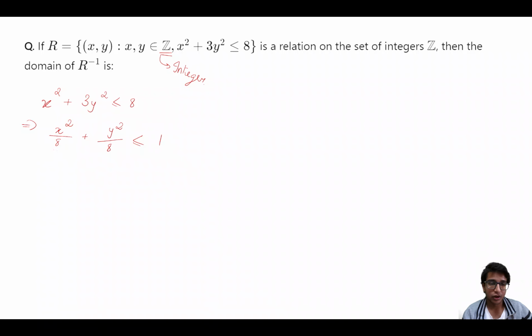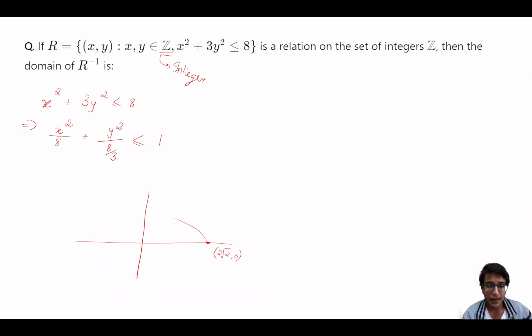Sorry, this would not be 3 here. There would be a 3 here. So this is my ellipse. Now what if I was to draw the diagram of this ellipse? Of course, you can see that my major axis here, what would be the value of this? This would be 2 root 2 comma 0. And here I am going to have minus 2 root 2 comma 0.